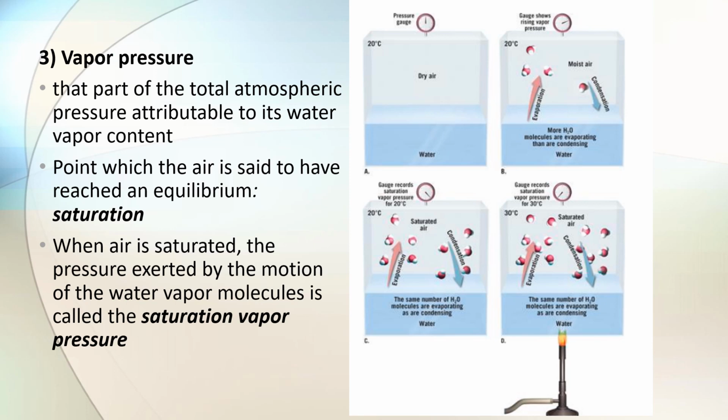So when the air is saturated, the pressure exerted by the motion of the water vapor molecules is what we call the saturation vapor pressure. I hope you can imagine it in a water bottle, that in the empty space above, because of the water, there is evaporation that happens. There's a vapor pressure.